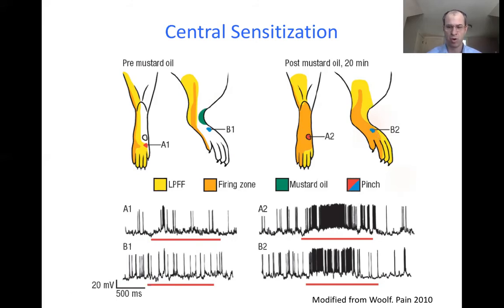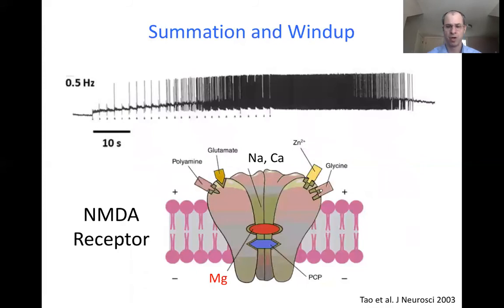So one of the core ideas of central sensitization is that there's an expansion of the affected region, and that hypersensitivity away from the site of injury is sometimes referred to as secondary hyperalgesia. What we're going to talk about now are the different mechanisms that underlie central sensitization. One of the ways that this occurs is through summation and wind-up.